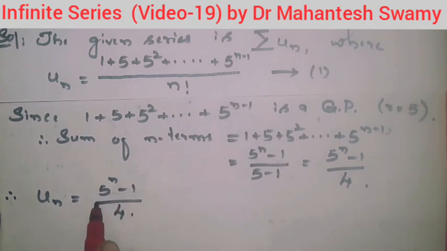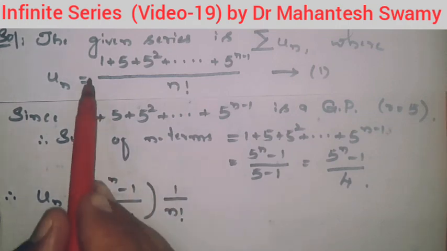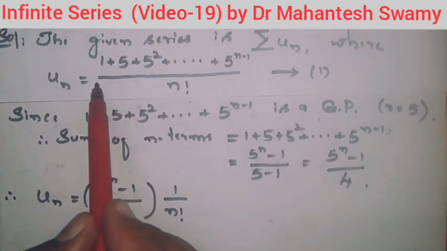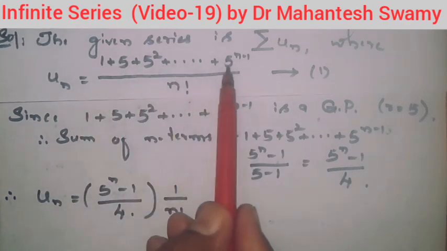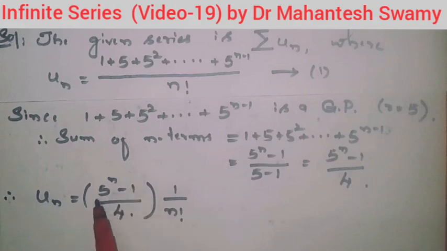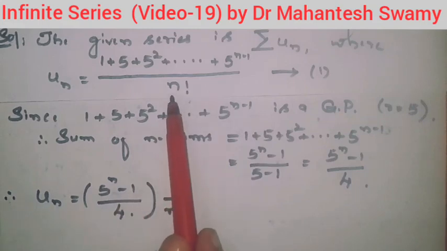So this is the numerator. Denominator is 1 by n factorial. In the numerator of un, we are having the sum of n terms of the geometric progression that we have written by its answer, into 1 by n factorial that we have kept as it is.